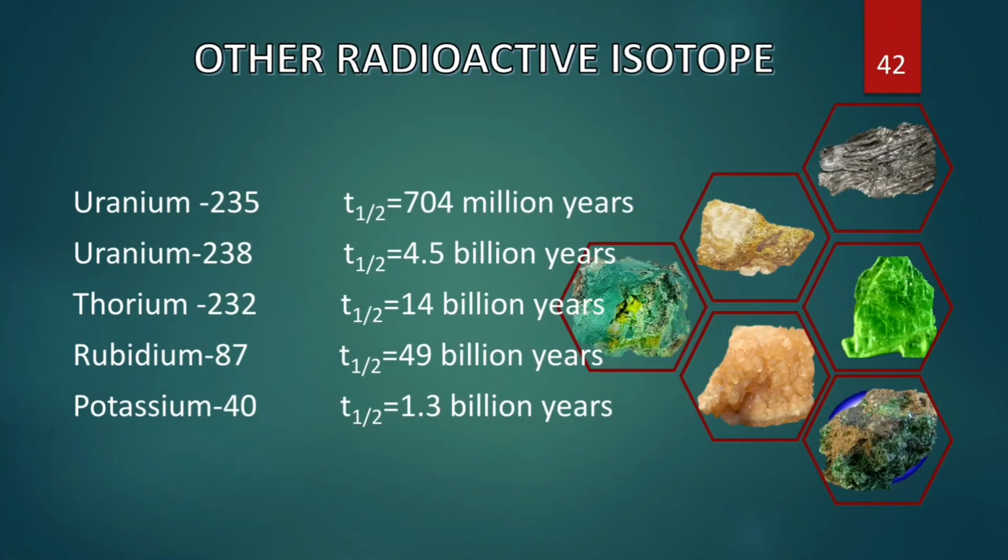Okay, then as carbon 14, there are other radioactive isotopes, not radiocarbon, radioactive isotopes, and they are uranium 235, uranium 238, thorium 232, rubidium 87, potassium 40, and you can see their half-life too. And these ones are also used for such purpose, other datings, sorry, not carbon dating, other datings. So that's the end of my topic.